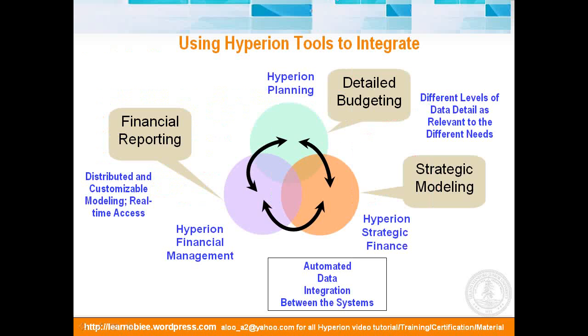Wow, that's the final slide. Hyperion tools to integrate. When you implement Hyperion Financial Management, to most of the extent, you can make use of financial consolidation as well. So the cyclic process shows you do detailed budgeting, strategic modeling, and financial reporting all together using the Hyperion product suite. It means if you are implementing the Hyperion product suite at enterprise level, you can do financial modeling, strategic modeling, detailed budgeting, and financial reporting.